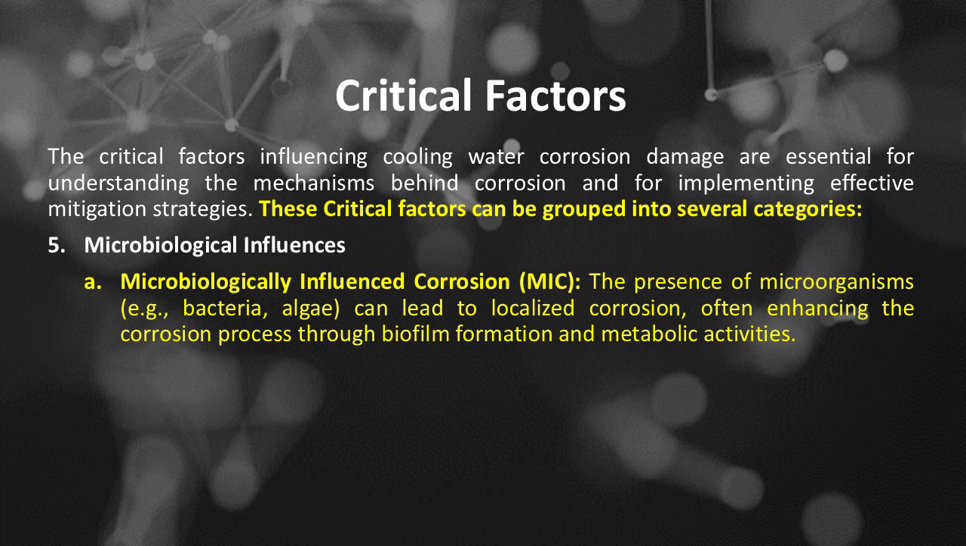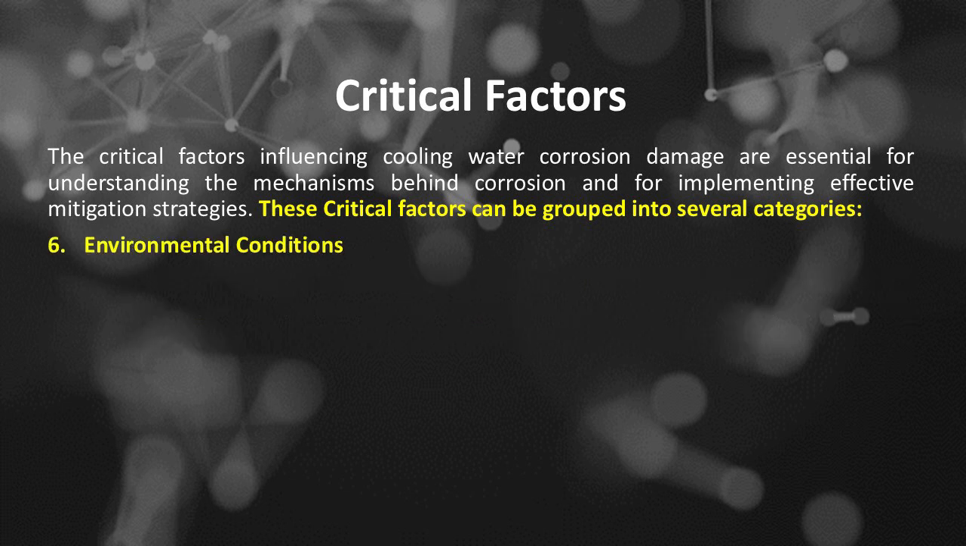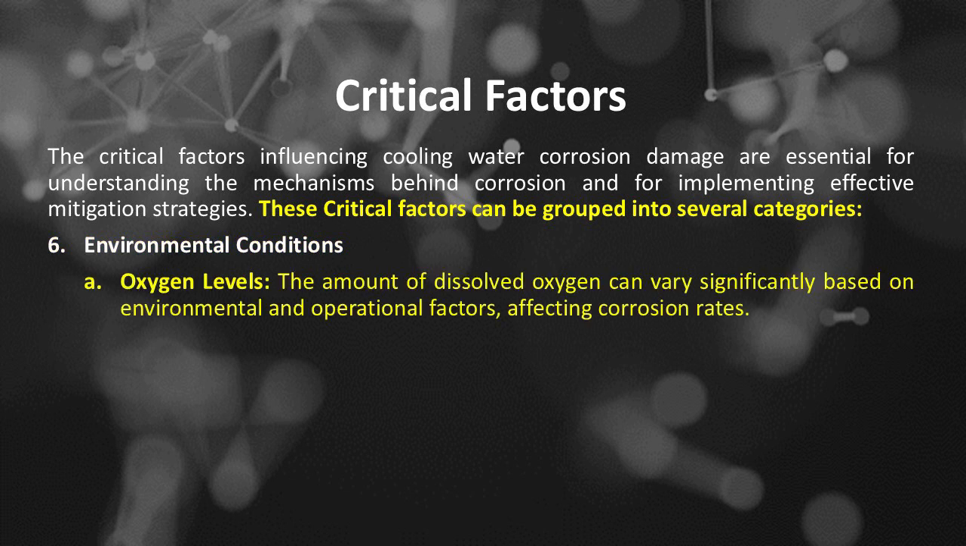The presence of microorganisms, such as bacteria and algae, can lead to localized corrosion, often enhancing the corrosion process through biofilm formation and metabolic activities. Number 6 of the critical factors group categories is environmental conditions. Number A of the environmental conditions is oxygen levels. The amount of dissolved oxygen can vary significantly based on environmental and operational factors, affecting corrosion rates.